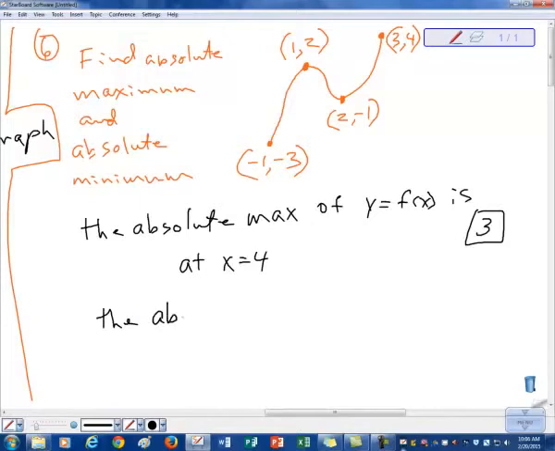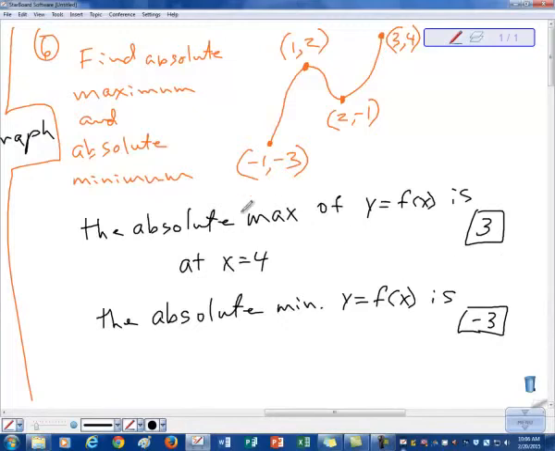So try to figure out the absolute minimum of y equals f of x. This y equals f of x should be a clue for you that you're just looking for the y values, which is negative 3. And that would be at x equals negative 1, but they're not going to ask for that.